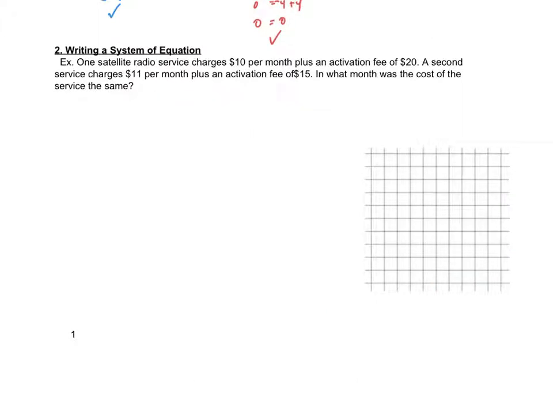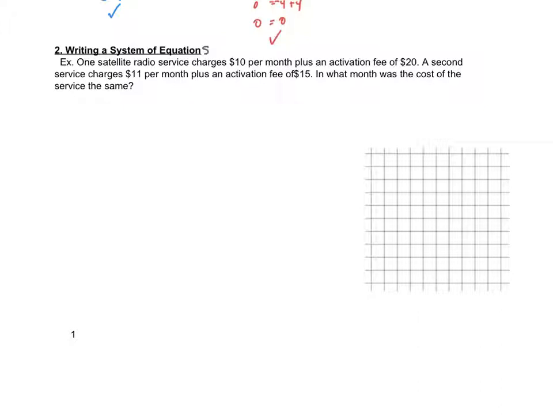As we work with writing a system of equations, that is where we have been practicing for weeks now: being able to turn a sentence into a simple equation. And then, of course, we'll be able to graph that equation. So it reads that one satellite radio service charges $10 per month plus an activation fee of $20. A second service charges $11 per month plus an activation fee of $15. In what month was the cost of the service the same?